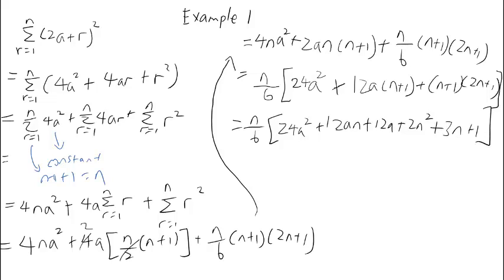I believe that's it. You can just leave your answer like this, it's fine. This will be the final answer for the sigma notation. So let's go through the steps again. First thing, you expand out the (2a + r) square. Then you break it out into 3 different parts. Then from there you just apply the formula and simplify the answer until you get it.